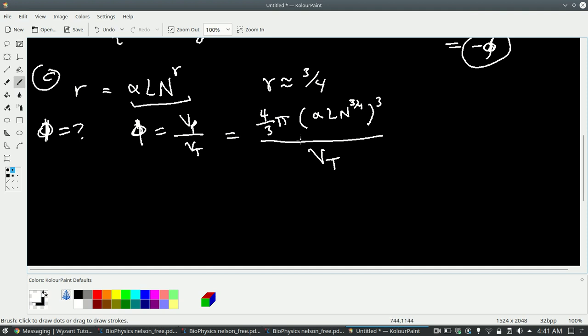But this is the phi if there's only one polymer, and there may be more than one polymer. Well, maybe not n, because n is not the number of polymers. Remember, n in this problem is the number of monomers that make one polymer. So there could be a lot of polymers here, and they are enumerated by the concentration, where this concentration is a number concentration. So the concentration C is the number of polymers divided by the total volume.